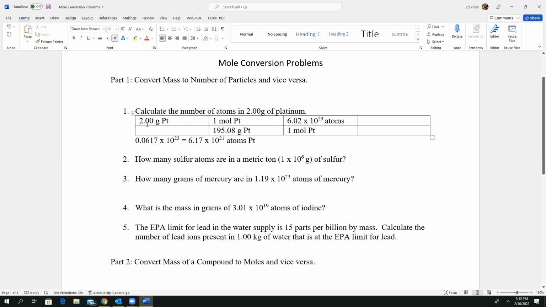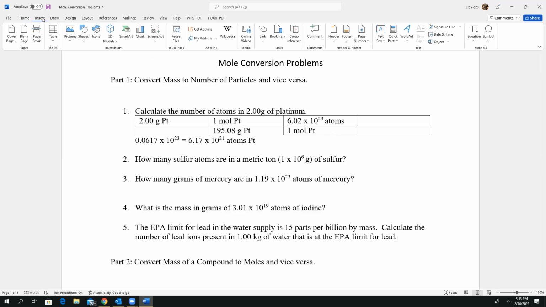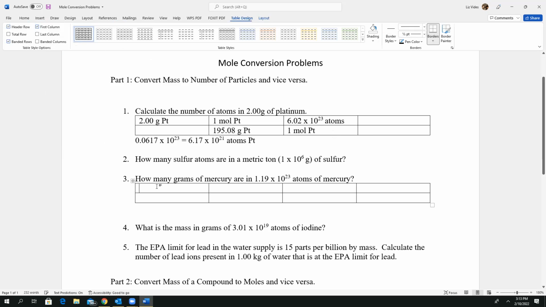Looking at that, you needed the molar mass and then Avogadro's number. Same thing with this one and with all the others, except let's do one that's going one way and one that's going the other way, so that we get both. I will do this one next. I'm going to insert the same table. You probably don't need 4, but I like putting 4. All right, so we have what we know first, times 10 to the 23rd, and that is atoms of mercury.